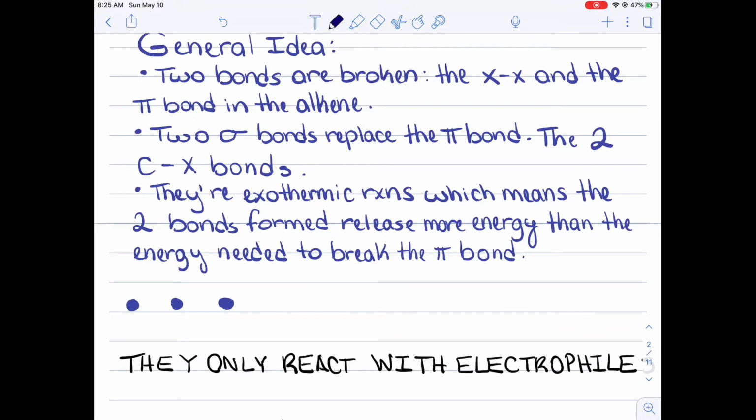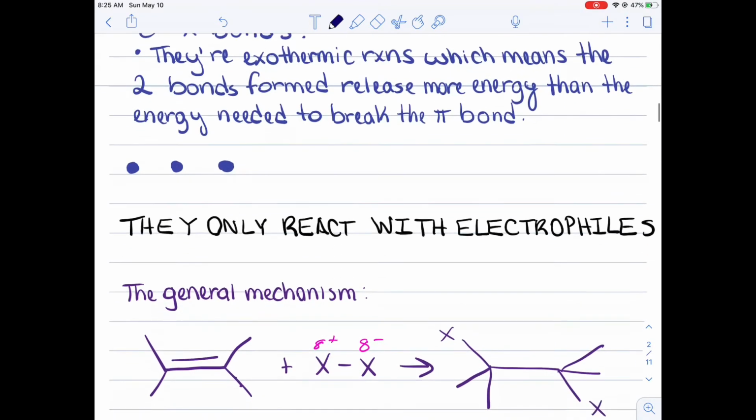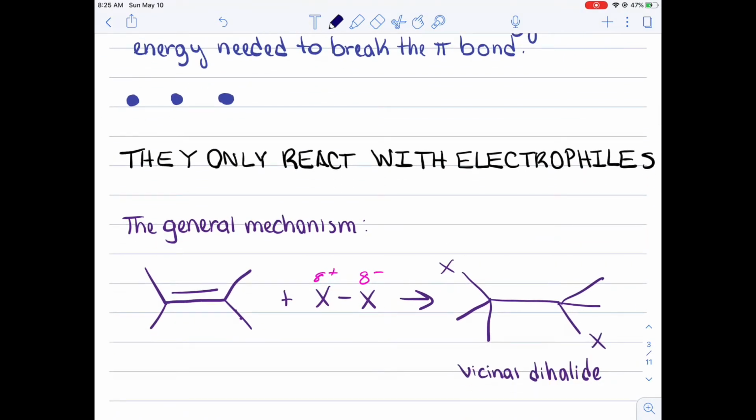And for thermodynamic purposes, they're exothermic reactions, which means that the two bonds formed release more energy than the energy needed to break the pi bond. And just as a reminder, with all of these alkene reactions, they are only going to react with electrophiles.